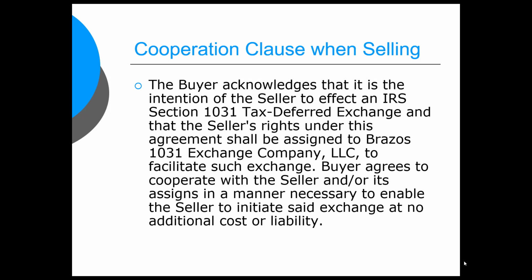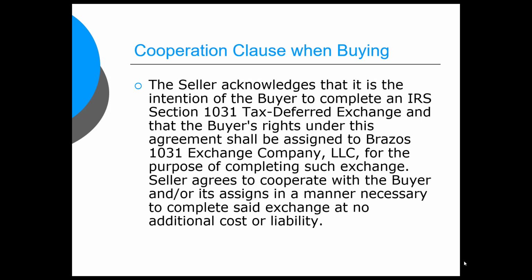The first one is a cooperation clause that you're free to use in your sales contract. All you're asking the buyer to do is acknowledge that you're going to do a 1031 exchange, that your exchange agent is going to be involved in facilitating the exchange, and that the buyer is going to cooperate and sign any documents that are necessary, but there's not going to be any additional cost or liability to the buyer for doing that. They're just doing it as a courtesy, but they are still required to do it under the contract.